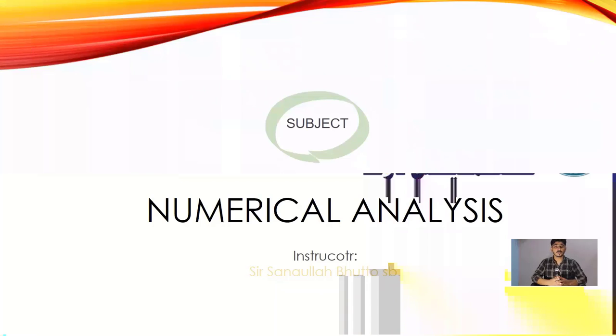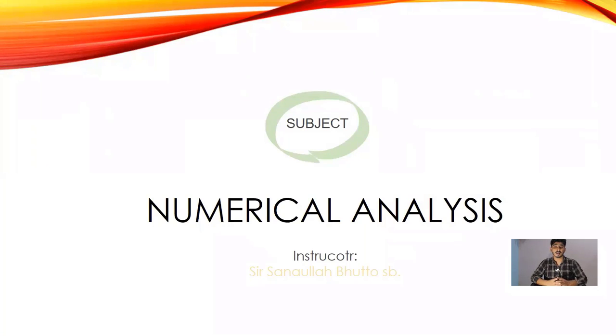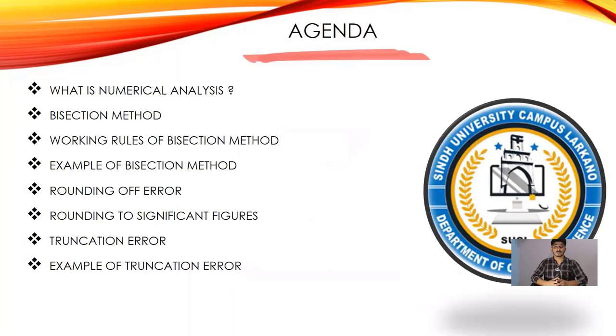So, in this video, we learn about numerical analysis and some of its topics. These are the agenda. Today, we will discuss what numerical analysis is, the bisection method, working rules of the bisection method, an example of the bisection method, rounding off error, rounding to significant figures, truncation error, and an example of truncation error.